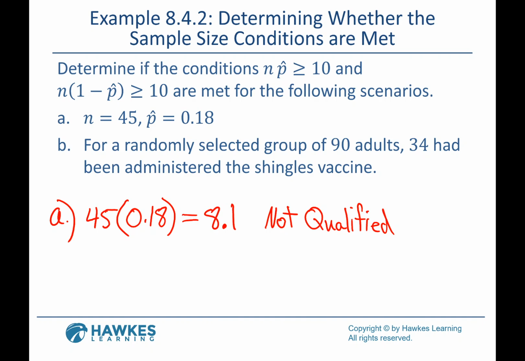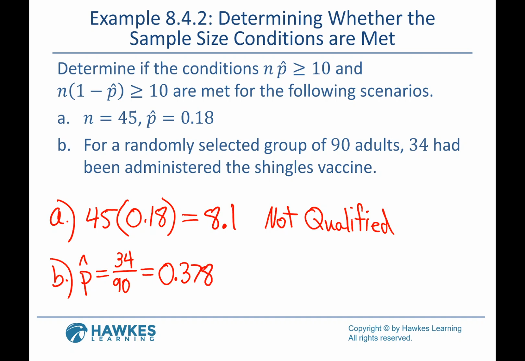But if we check on B, here we've got 90 adults, so n is 90. 34 have had the shingles vaccine, so we could figure out p hat. That would be 34 out of 90. So what does that give us? It gives us a p hat of, if you round, 0.378.